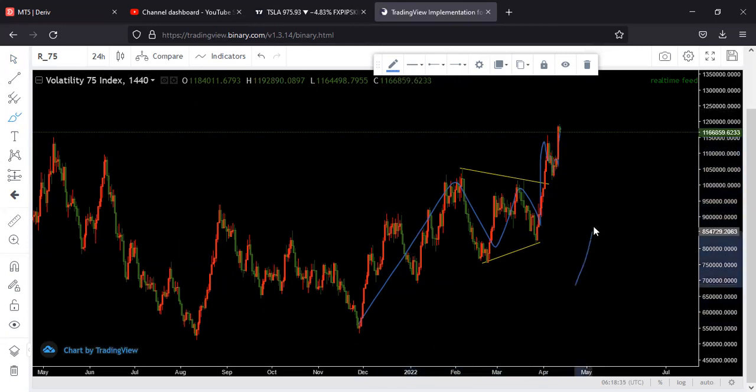It's the same with this one. It is impulsive, correction, impulsive. So after identifying the first leg, we're always looking for the second leg, all right? Okay.